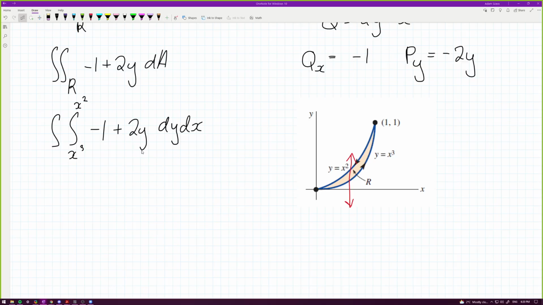So there's our double integral, and there's the first bound, x cubed to x squared. From here, how do we know which one is on top and which one's on the bottom? You can literally just look at it. You can see that x cubed in this region is below x squared. So the lower bound of y is x cubed, and the upper bound of y is x squared. It's really as simple as that.